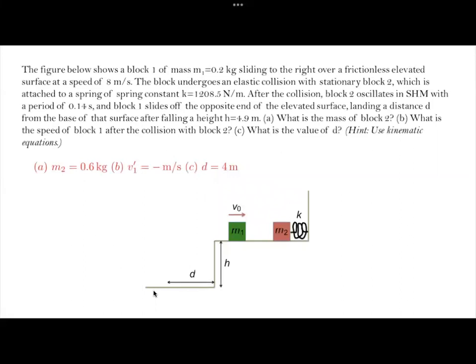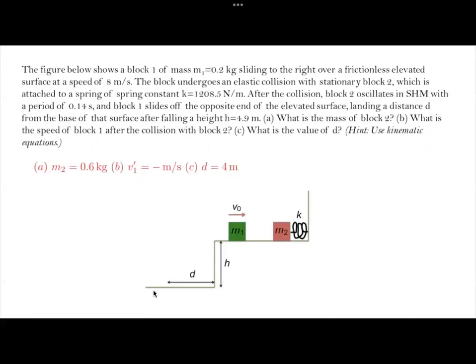So basically what's happening here is that M1 is sliding to the right with an initial velocity of V0. It's then going to make an elastic collision with M2, causing it to bounce off, going back in the opposite direction with a new velocity of V1 prime. Meanwhile, M2 will pick up its own velocity of V2 prime, which causes it to harmonically oscillate, since it's attached to a spring of spring constant K, with a period of 0.14 seconds and a spring constant of 1,208.5 newtons per meter.